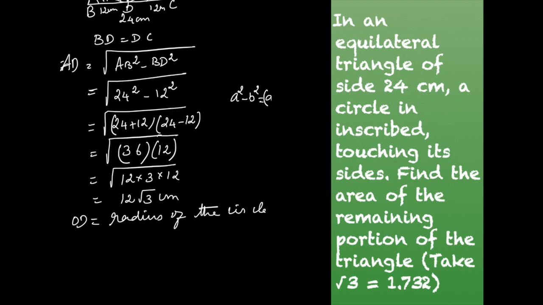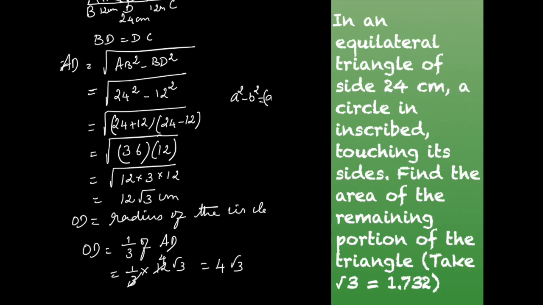So we know AD is three parts. So OD is 1/3 of AD, isn't it? Or you can say 3 parts is equal to 12 root 3, then 1 part you can find out. That is 1/3 into what is our AD? 12 root 3. So we get 4 root 3. So we found out the radius of the circle, and we found out the height of the equilateral triangle.